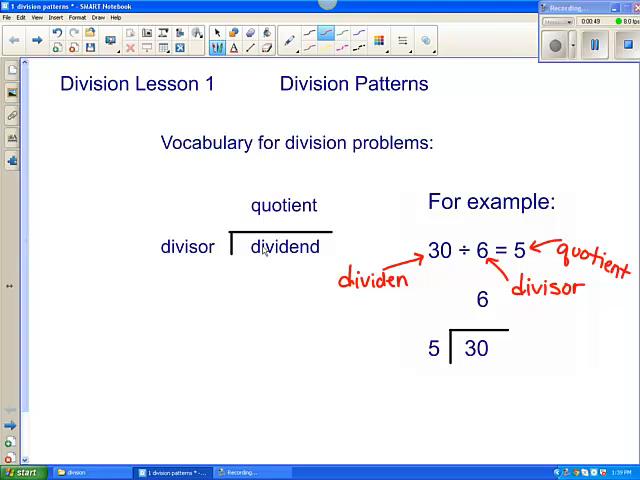Our second example is a little bit different. It's underneath a bracket, but the words are the same. A dividend is what we're dividing, so again we have 30. This time our divisor is 5, and we're going to break it into 5 equal groups, and our quotient is 6. So each group has 6.